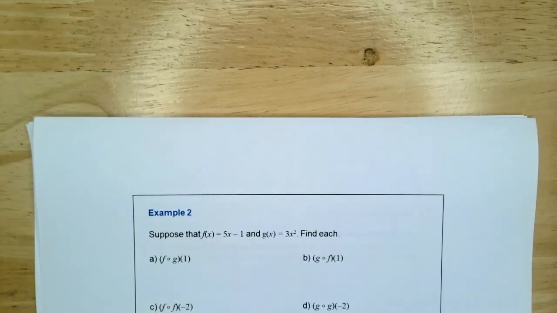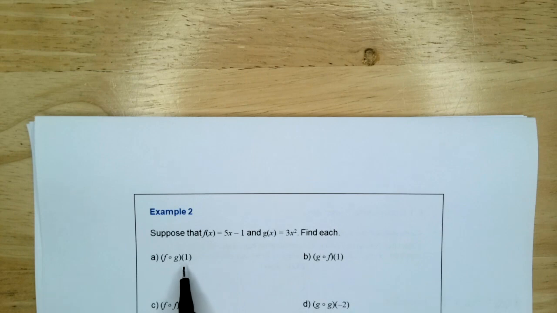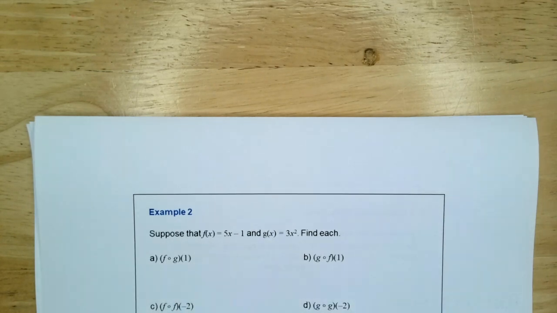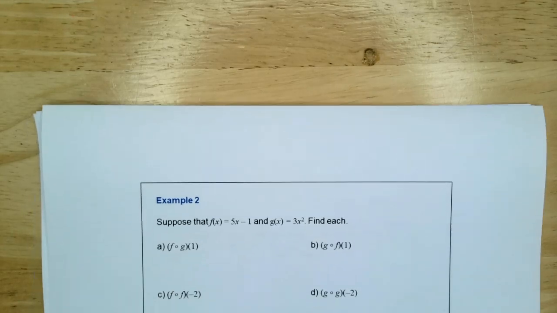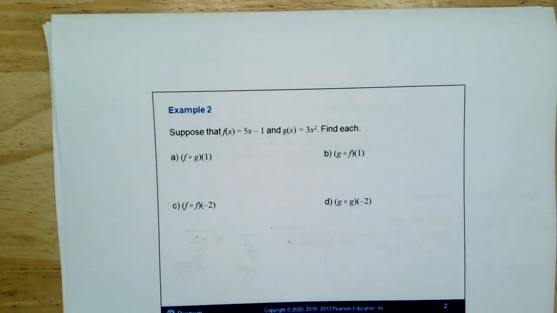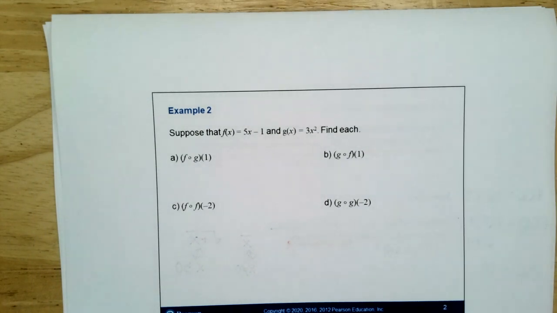Example 2 again asks us to find f of g of, instead of just x, they give us a number. Okay, so you can complete the steps with your practice and then substitute in that number to the final function, or you can work backwards. Okay, so for all of these, a, b, c, and d, f of x is equal to 5x minus 1 and g of x is equal to 3x squared.